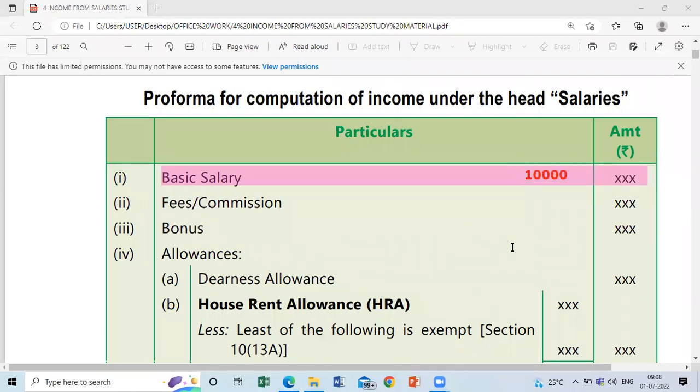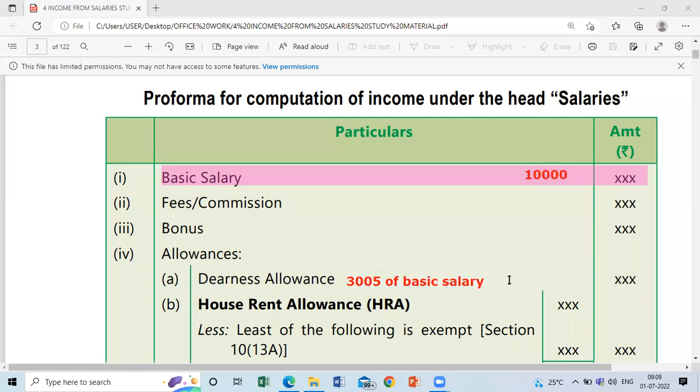Based on that, they will provide me something called dearness allowance. Additional amount paid over and above the basic salary to meet the increasing expenditure or to meet the increase in cost of living because of inflation. We have discussed this already. What is dearness allowance? Let us say dearness allowance is 300% of basic salary.